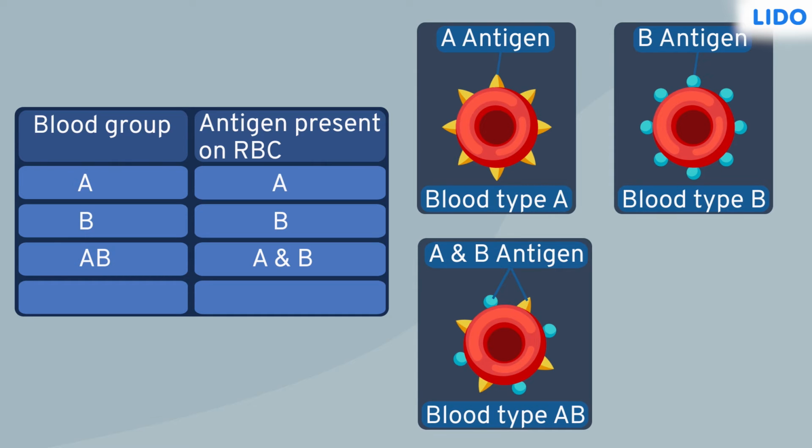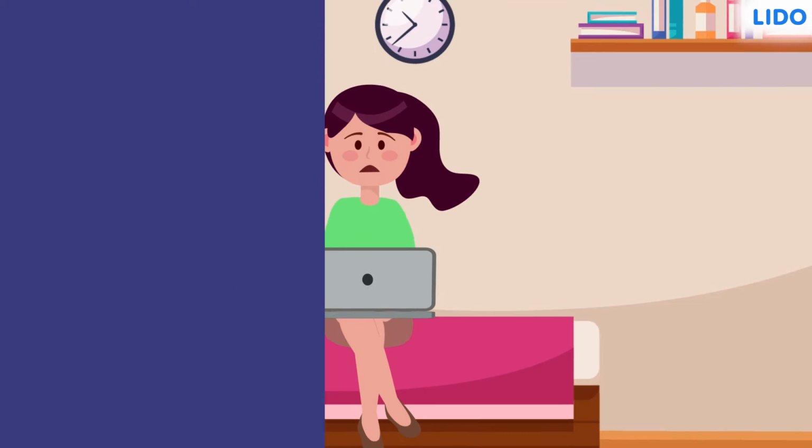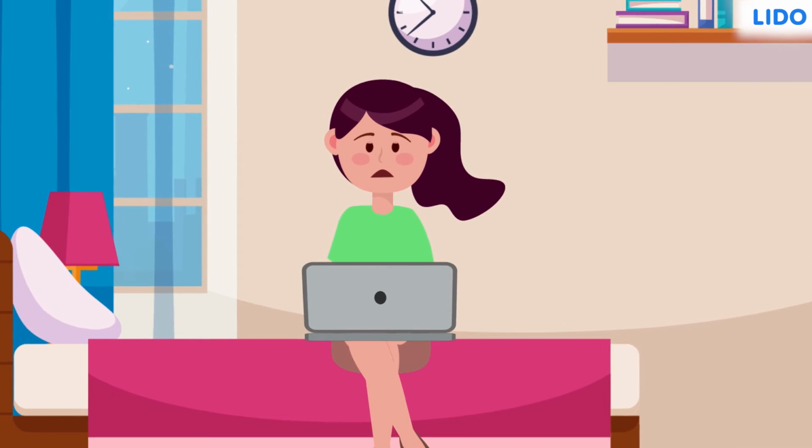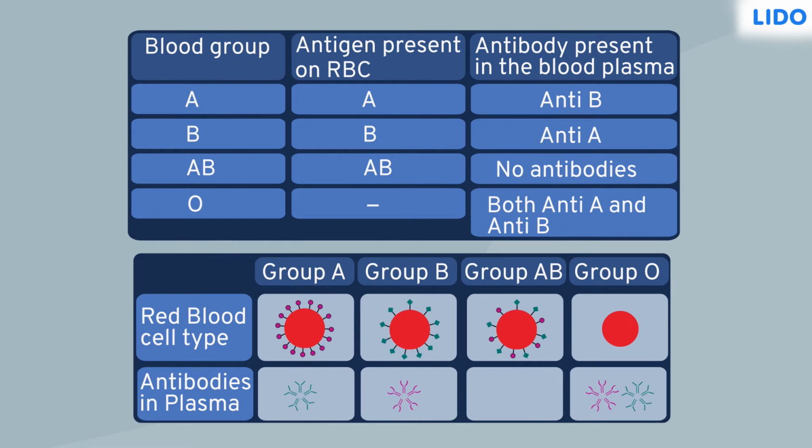What would happen if a person had neither A nor B antigens? If a person didn't have both antigens, they would be of O blood group. She still didn't understand why she wasn't allowed to donate and why it would be dangerous. She read that along with antigens on RBCs, there were antibodies, proteins in the blood plasma as well.